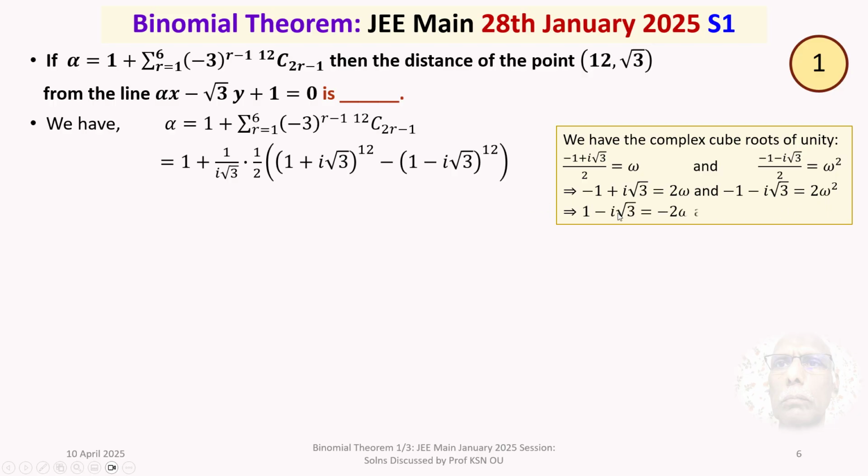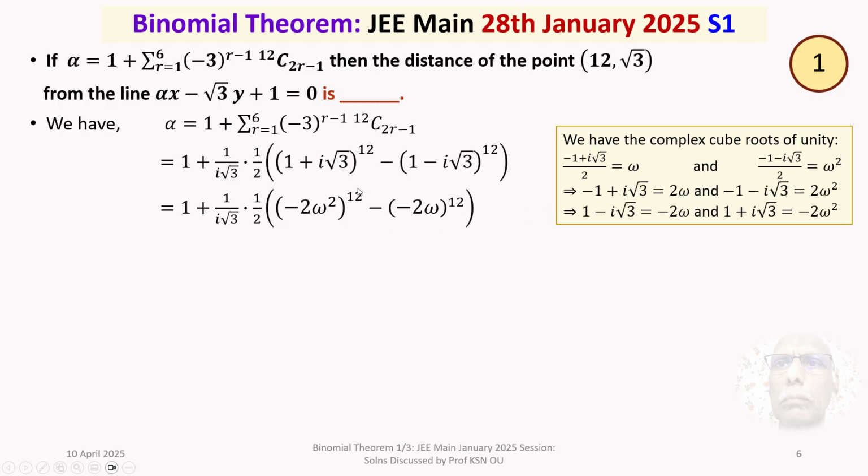We want 1 minus i root 3, which will be minus 2 omega, and 1 plus i root 3 will be minus 2 omega square. So these things you substitute here. 1 plus 1 by i root 3 into 1 by 2 into (1 plus i root 3) to the power of 12. 1 plus i root 3 is minus 2 omega square to the power of 12, minus (1 minus i root 3), which is minus 2 omega to the power of 12.